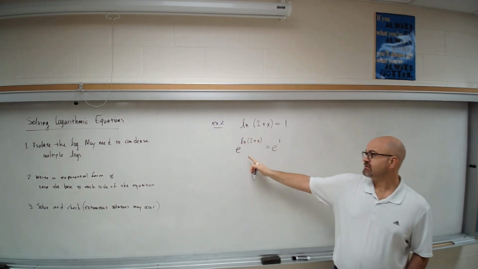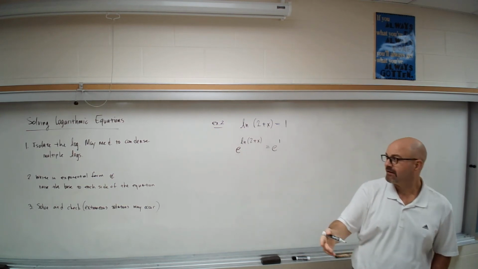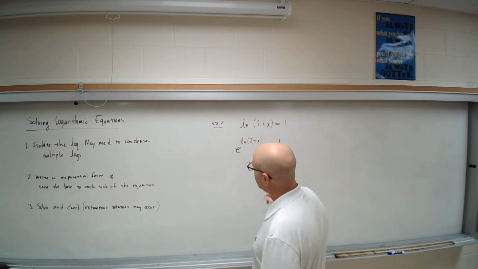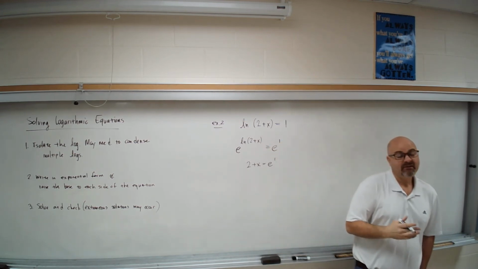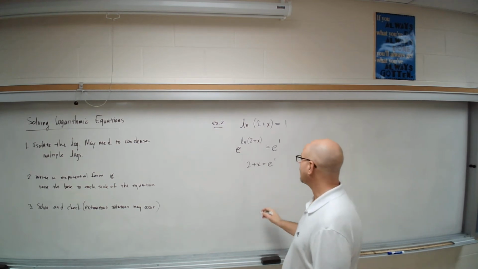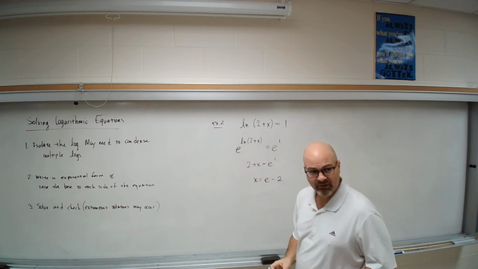I knew I wanted to choose e as my base because e and natural log are reciprocals and they'll undo each other. So here we're going to get 2 plus x equals e to the first. Remember, e to the first is just a number, right? That's all it is. So here our exact answer would be e minus 2 is what's equal to x.